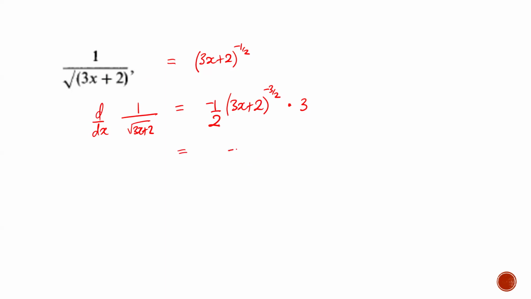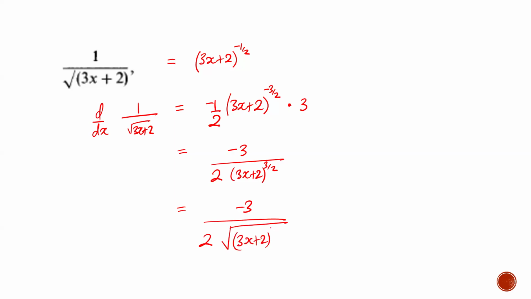And so this will be negative 3 out of 2 times (3x plus 2) raised to the power negative 3 out of 2. Now, of course, you could write that as negative 3 out of 2, the square root of 3x plus 2 cubed. You could write it like that. And so that would be the derivative of the function given.